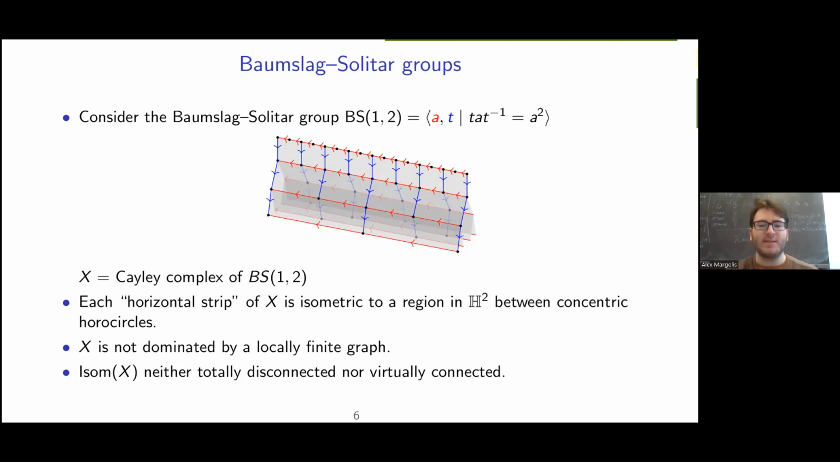And like I said, it's the first example we've seen of a model geometry which is neither totally disconnected, nor virtually connected. And in order to motivate the main theorem, we want to see what algebraic property of the Baumslag-Solitar group causes this model geometry to exist, or allows it to exist. We want to characterize when we can construct model geometries using some algebraic property of this group BS(1,2).